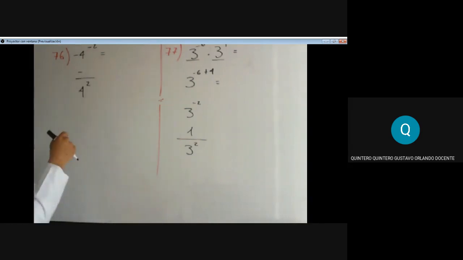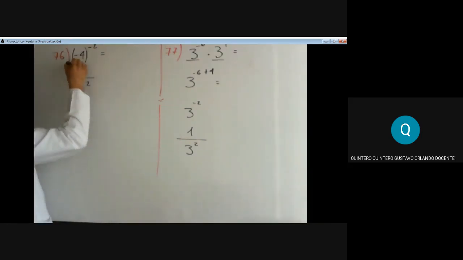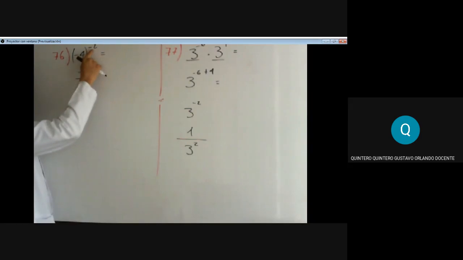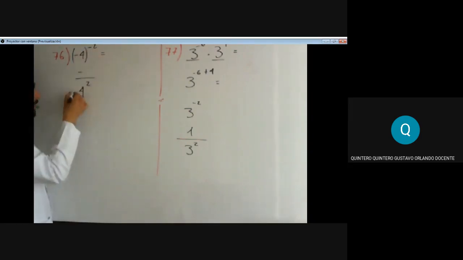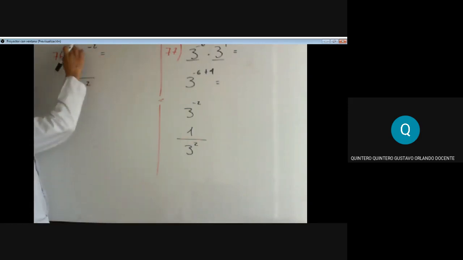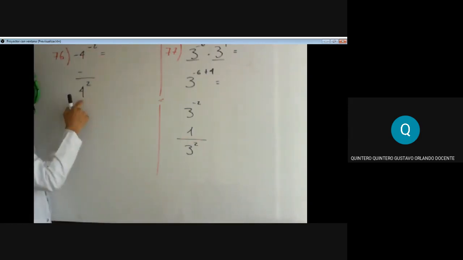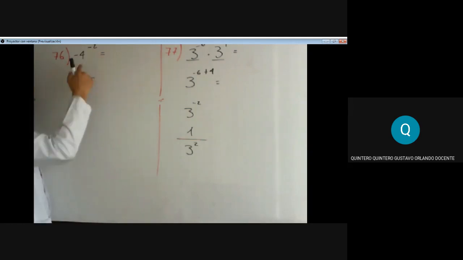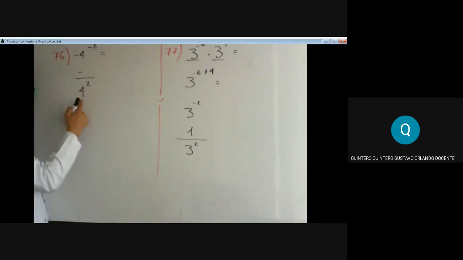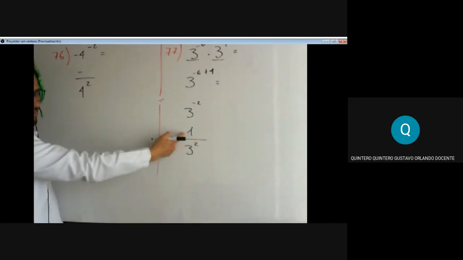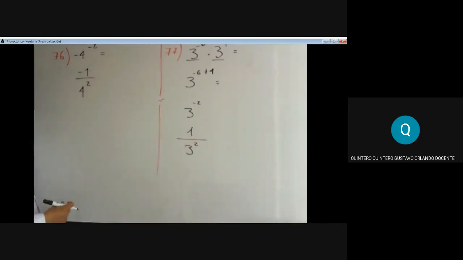And the negative stays up because the negative is not being affected by the exponent. We don't have the parentheses. If we had parentheses here, then the negative would be affected by the exponent as well, so the negative would go down as well. But that is not the case. That means only the number is being affected by the exponent. We apply the exponent only to the 4, to the base. That means the negative stays, and just like in the example, we're going to leave a 1 up top.